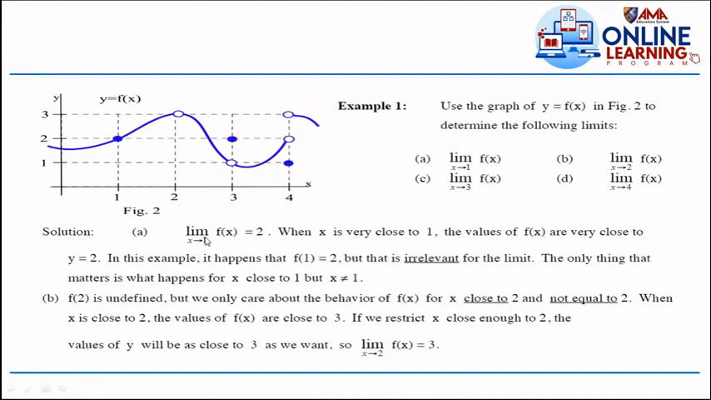Sabi po dito, the limit of the function of x as x approaches 1 is equal to 2. Okay? When x is very close to 1, the values of the function of x are very close to y is equal to 2. So in this example, it happens that the function of 1 is equal to 2, but that is irrelevant for the limit. The only thing that matters is what happens for x close to 1, but x not equal to 1. Okay? So ito yung answer natin sa letter A: 2.